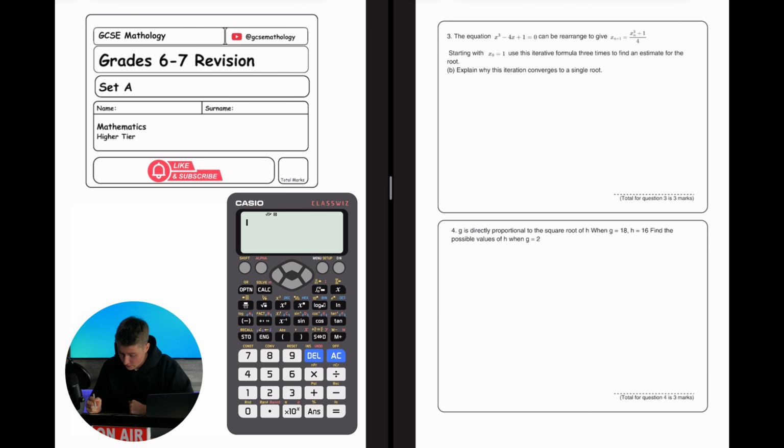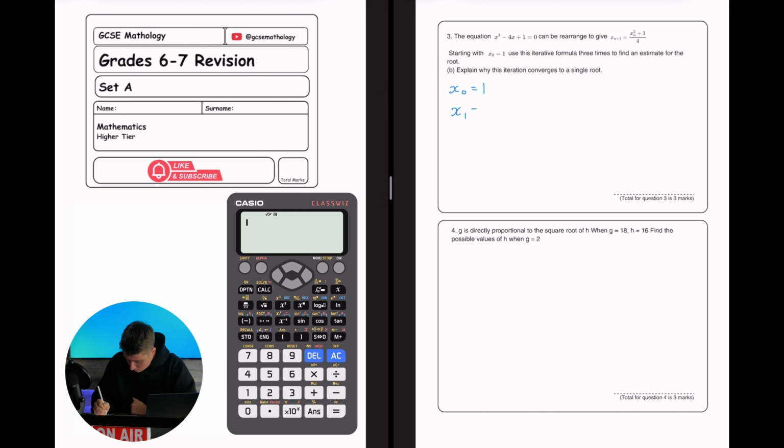Question 3 says the equation x cubed minus 4x plus 1 is equal to 0 and can be rearranged to give this iterative formula here. Starting with x naught, which is equal to 1, use the iterative formula 3 times and find an estimate for the root. So x naught is equal to 1.